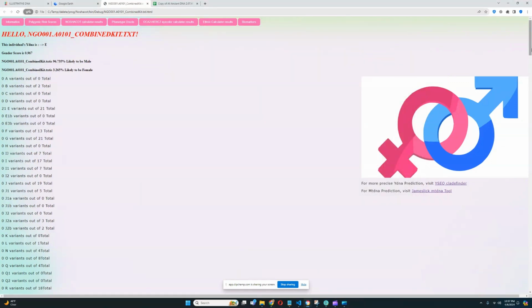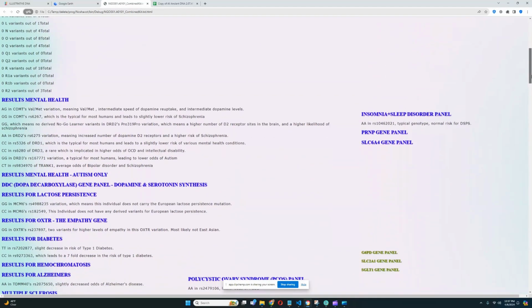Let's go ahead and look through the monogenic stuff. So it looks like he's actually intermediate in the COMT Val/Met variation, meaning he's got Val/Met genotype, intermediate speed of dopamine reuptake, and intermediate dopamine levels. It's definitely unusual to see the Met allele in a sub-Saharan African. So he's got one Warrior and one Warrior allele in COMT.